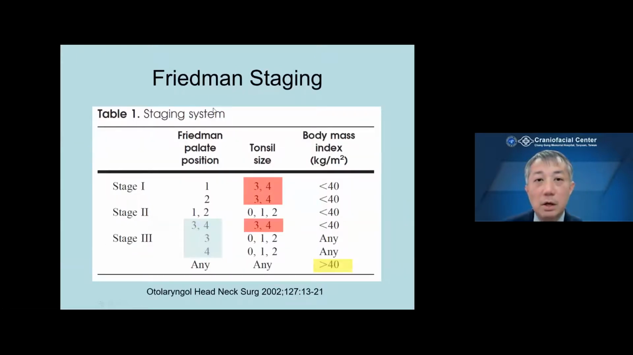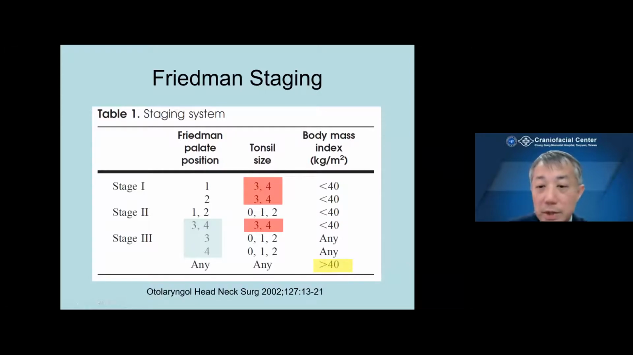Dr. Freeman mentioned this staging quite early. Actually, it's a classification of 1, 2, 3 to show us whether the patient is a proper candidate for soft tissue surgery, who has a tonsil size of 3 or 4, or the Freeman palate position. Actually, it's similar to Mallampati scale 3 or 4. For those patients, they have a skeletal problem.